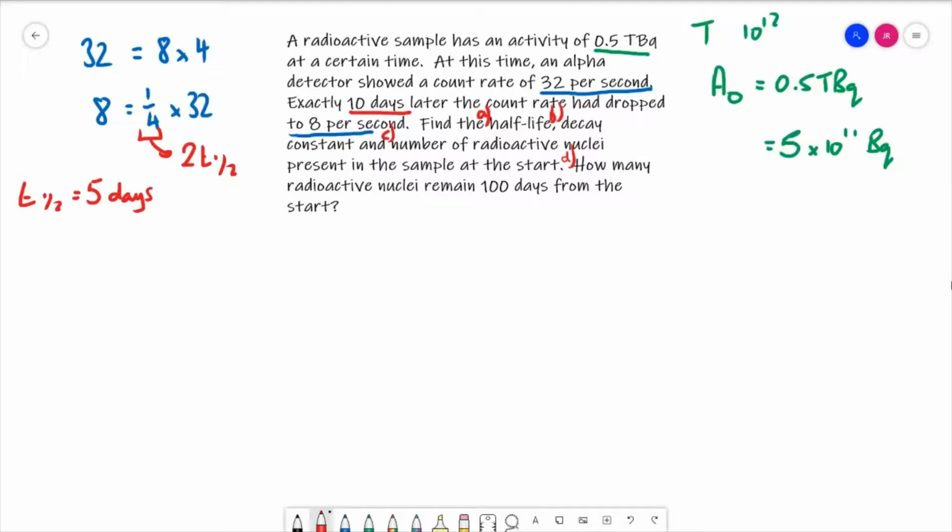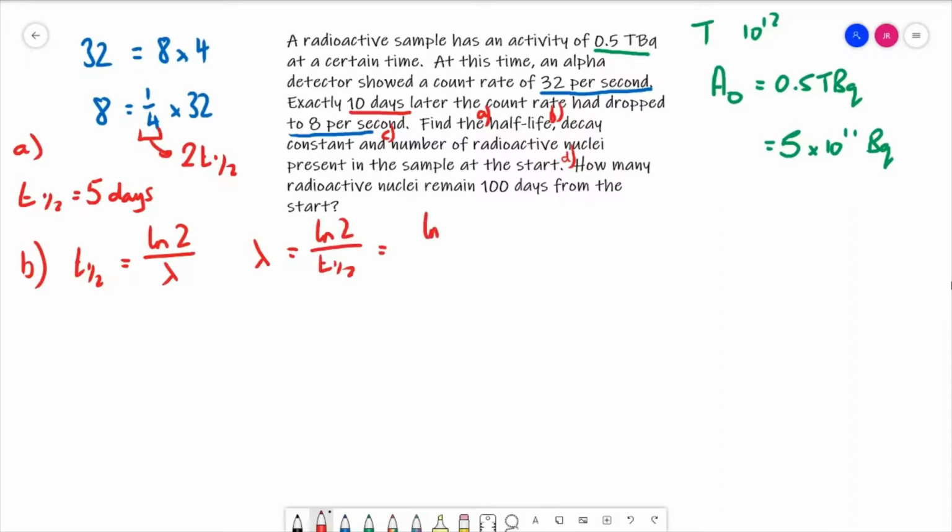Now that we've got the half-life, the next couple of parts should hopefully work themselves out quite well. So that was the answer to A. If we now have a look at B, we're looking now for the decay constant. The best equation to use here is half-life is equal to the natural log of 2 divided by the decay constant. If we rearrange that, the decay constant is natural log of 2 over the half-life.